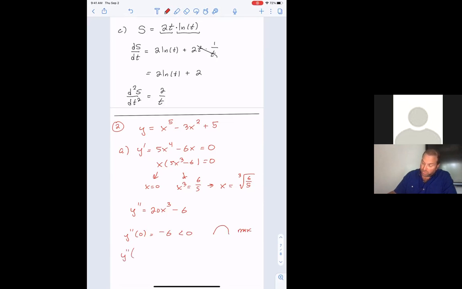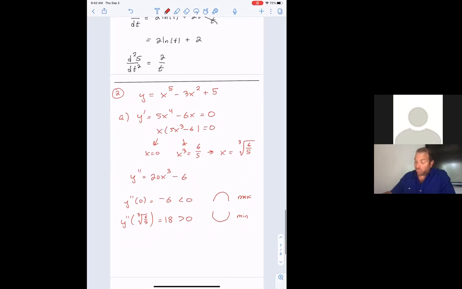And what is the second derivative at the cube root of 6 over 5? Well, if you plug in the cube root of 6 over 5 and you cube it, you get 6 over 5 times 20 becomes 24. 24 minus 6 is 18. 18 is certainly positive. That's a concave up, which tells me that we're dealing with a min. Of course, they did want the points on the curve. So 0 comma what? 0 comma 5 is my maximum. And the other one is, this is not going to be nice anyway, so I might as well use a calculator.